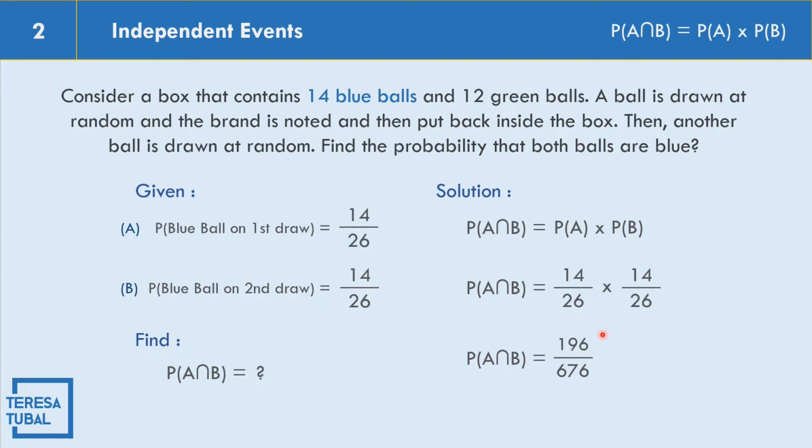The lowest term of 196 over 676, we need to divide it by 4. 196 divided by 4 is 49. 676 divided by 4 is 169. So the probability that both balls are blue is 49 over 169.